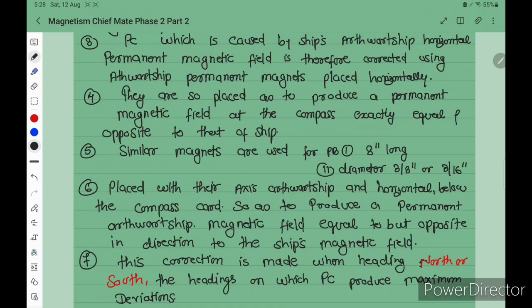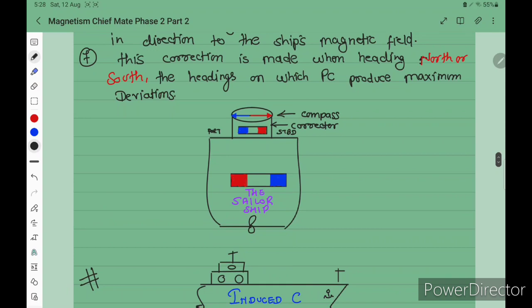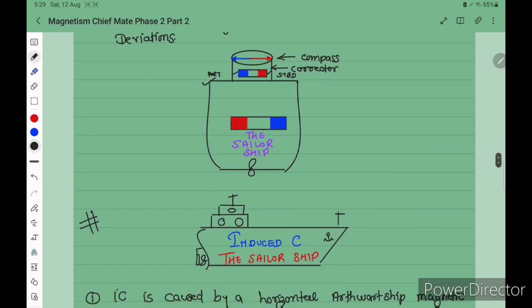This correction is made when the heading is north-south, the heading on which PC produces maximum deviation. So if you see, this is the starboard side and this is the port side. So we have blue on the starboard side, that means plus PC. So we are correcting this, so we have to keep it on the opposite side: red on the starboard side and blue on the port side for the corrector. So this way you have to correct. In the exam you have to make this diagram. Correct plus PC this way, and if you correct minus PC, then you have to do the opposite. Okay, I will show you.